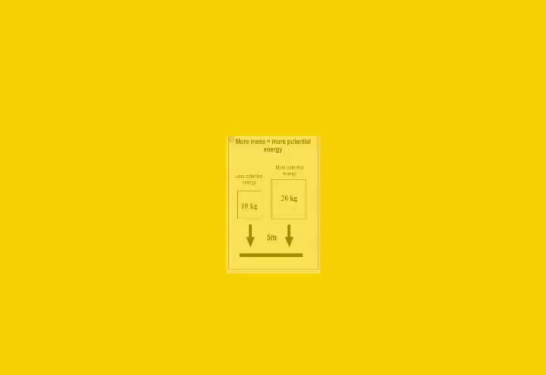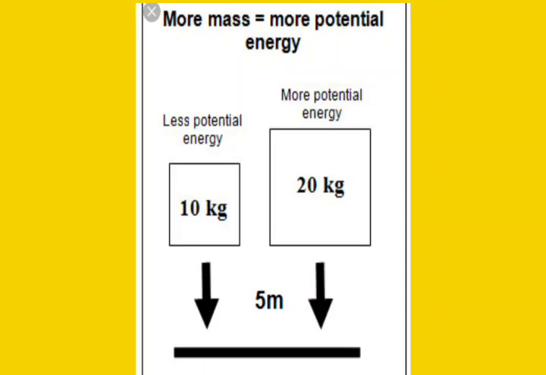The first is the mass of the body. The greater the mass of the body, the greater is the potential energy of the body. You can see on the screen also that the body with more mass, that is 20 kg, has more potential energy than the one with less mass, that is 10 kg.